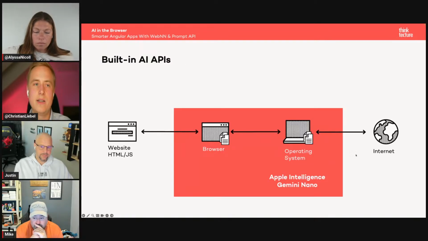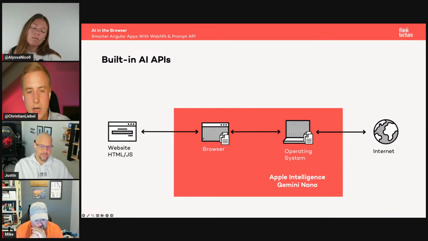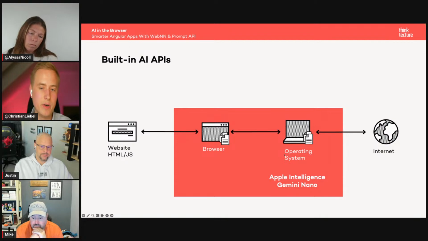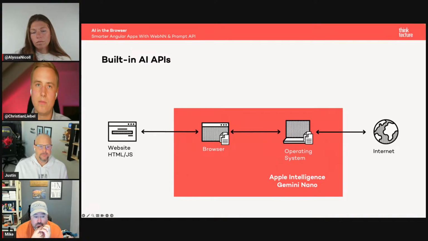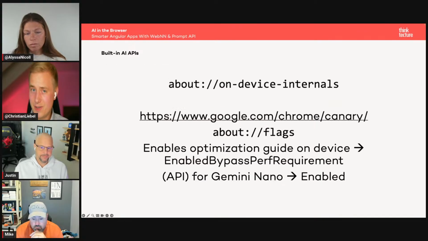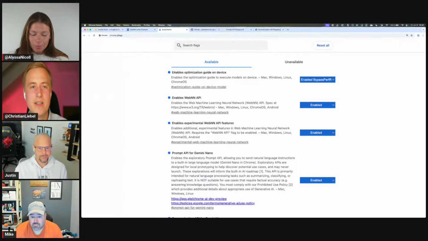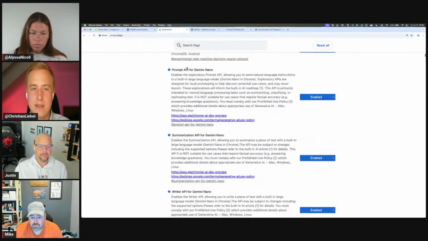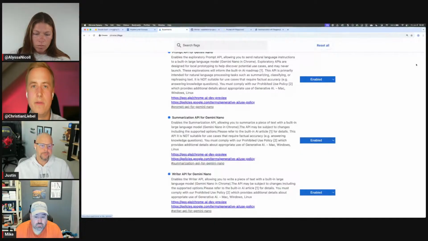The cool thing is that with built-in AI, we don't store the model at the website level anymore, but instead at browser or operating system level, just as we know it from Apple Intelligence or Gemini Nano. That is the cool thing about built-in AI. So in this case, full native speed, and the ability to share models across origins. If you want to use it, we need to head back to about flags, turn on enables optimization guide on device, and then the APIs for Gemini Nano will become available.